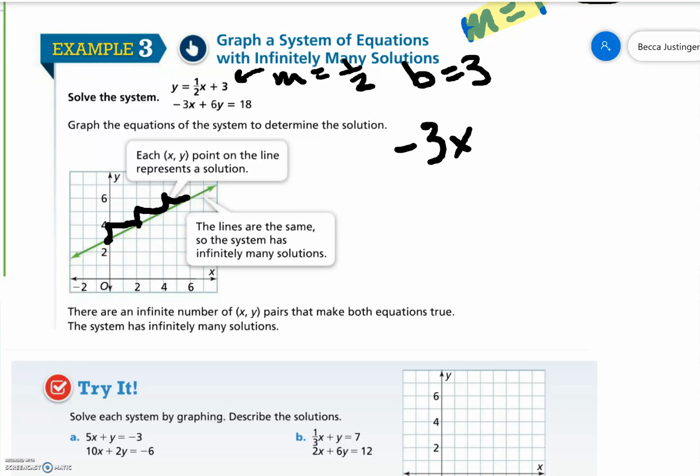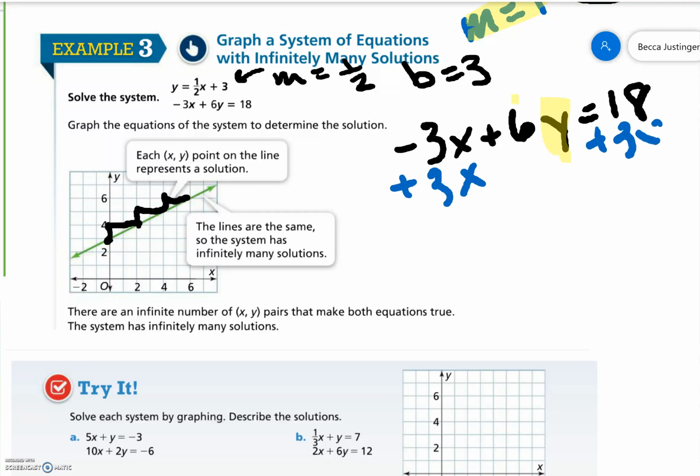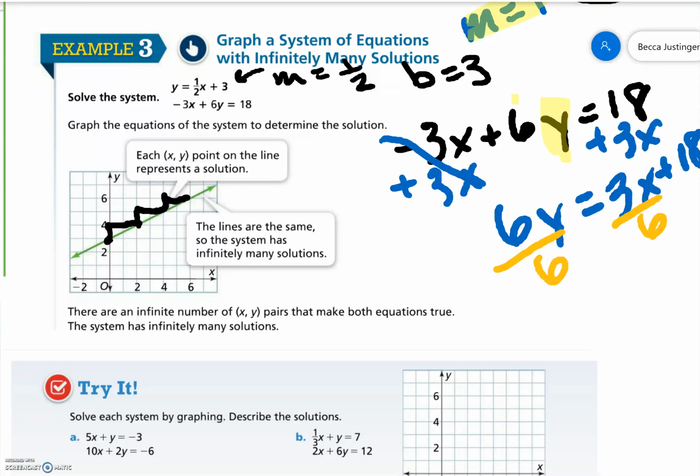But this equation, I don't know what my slope or y-intercept is until I get it into the form y equals mx plus b. So I'm trying to solve for y. I need to get everything else away from the y, starting with the farthest away. So I'm going to add 3x to both sides. That cancels. I'm left with 6y equals 3x plus 18. Then divide everything by 6.